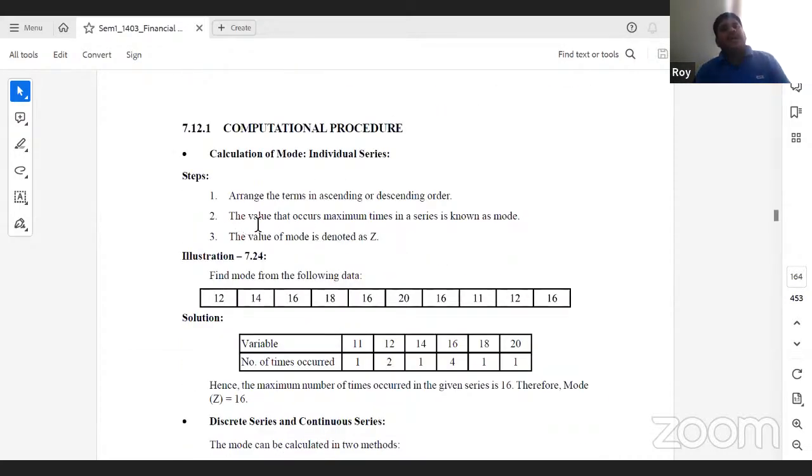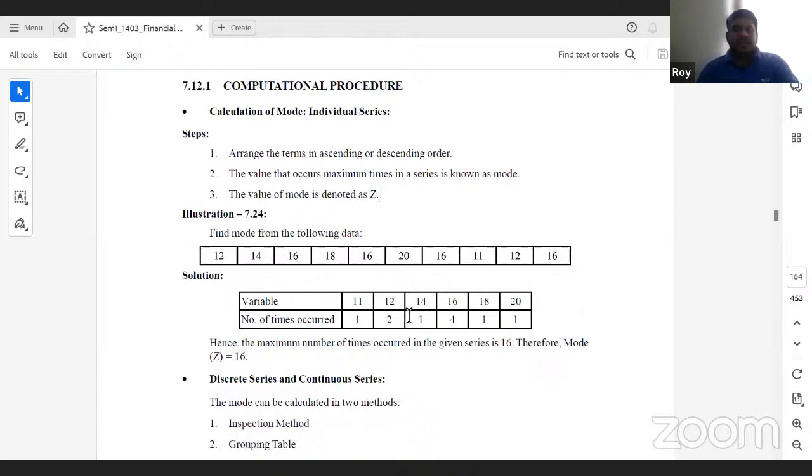First, arrange the items in ascending or descending order. Okay. Next one, the value that occurs maximum times in the series is the mode. Which one value is occurring? The value of mode is generally denoted by Z. Very simple for these numbers. Which one is repeated more?